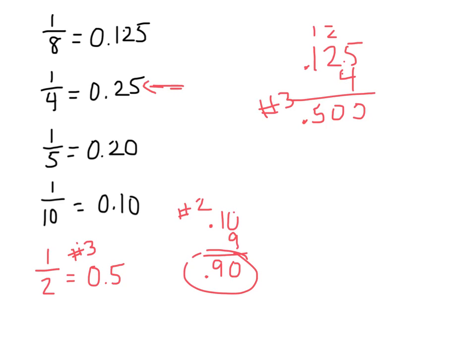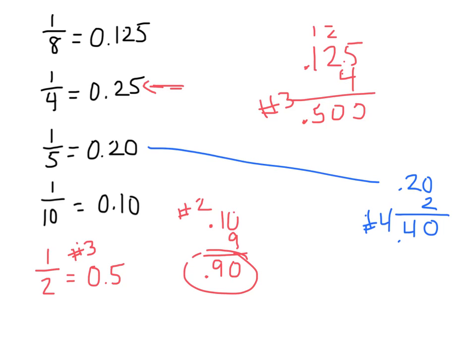And then number 4, again, if we know what 1/5 is, we can figure out what 2/5 is by just multiplying by 2, and we get 0.4 or 0.40 for 2/5. We're lucky because on our assignment it doesn't ask us to put our decimal as a fraction in simplest form. So all we're doing is putting it as a decimal.